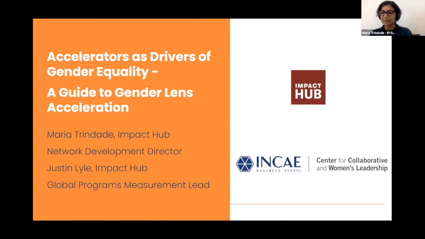This guide that we will present, Accelerators as Drivers of Gender Equality and a Guide to Gender Lenses in Acceleration, is the result of research done in the Latin America region that was funded by ANDE and the Canadian International Development Center. You can pass to the next slide.